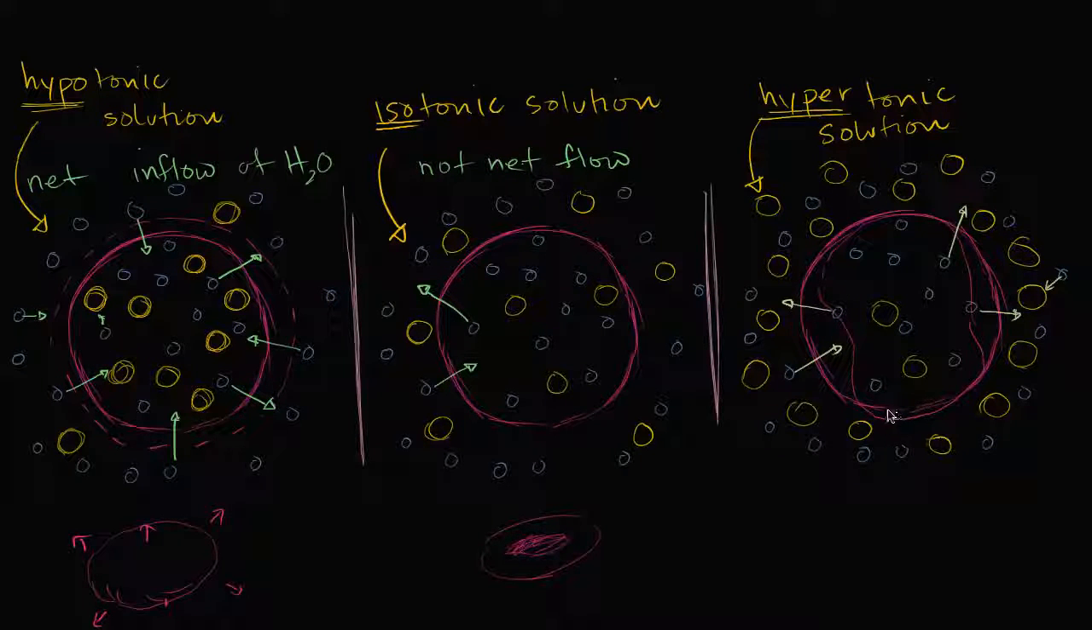And then in the hypertonic solution, the water is going to escape the red blood cell, and then you would actually see it kind of shrivel up a little bit like this, because we have a net outflow of water molecules.